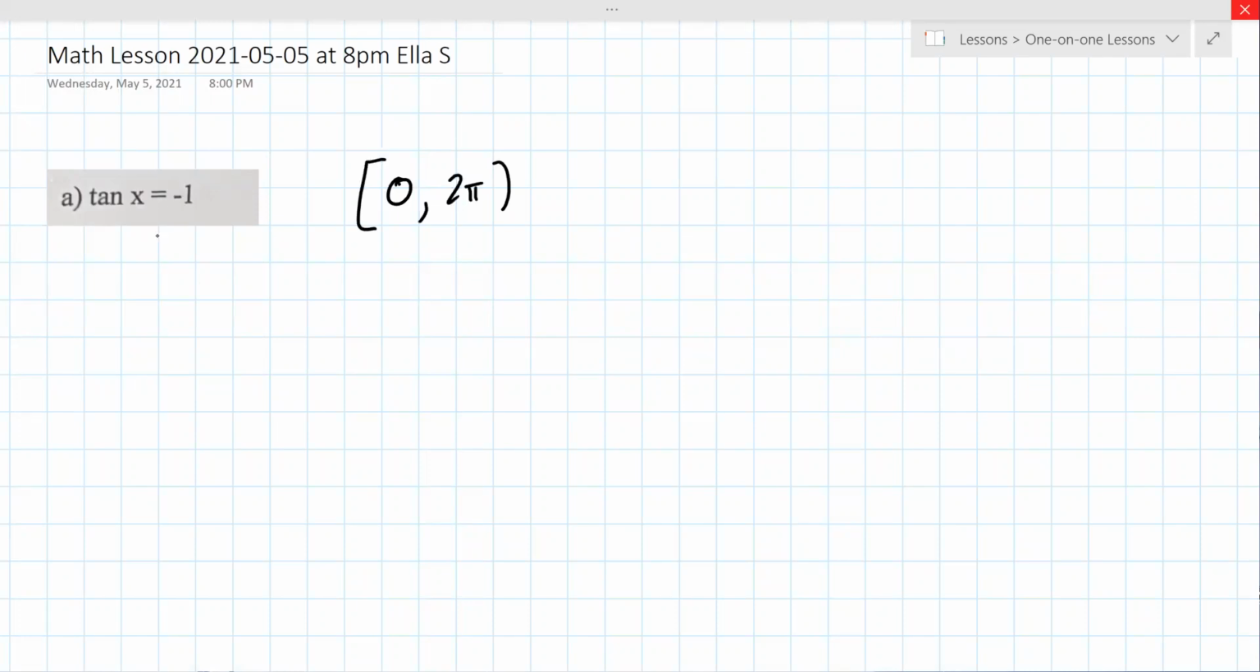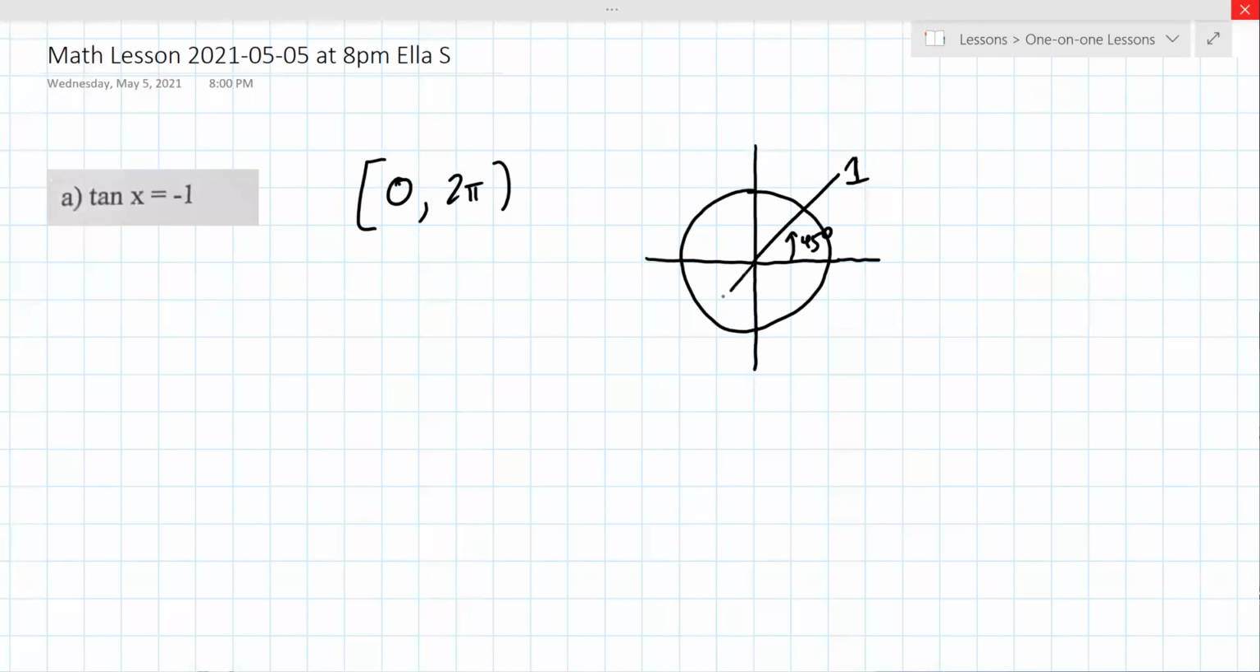Tangent of x equals -1. You wrote something about sine and cosine. There's only four places on the unit circle where, well, there's more than that, but there's some places on the unit circle that are really well known for tangent. So I'm just going to draw the unit circle here. At 45 degrees, the tangent is 1 there.